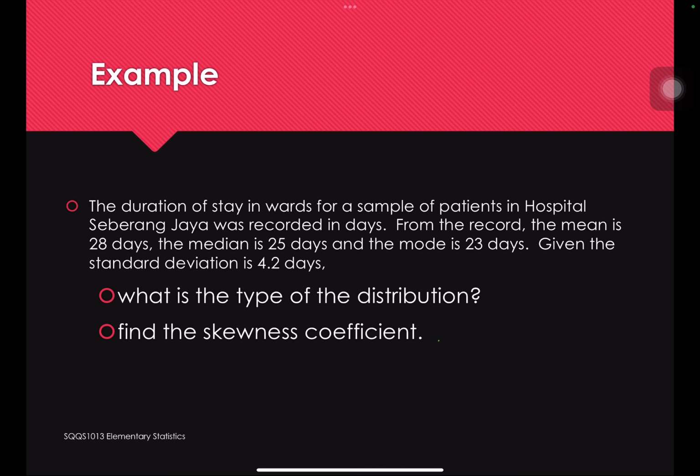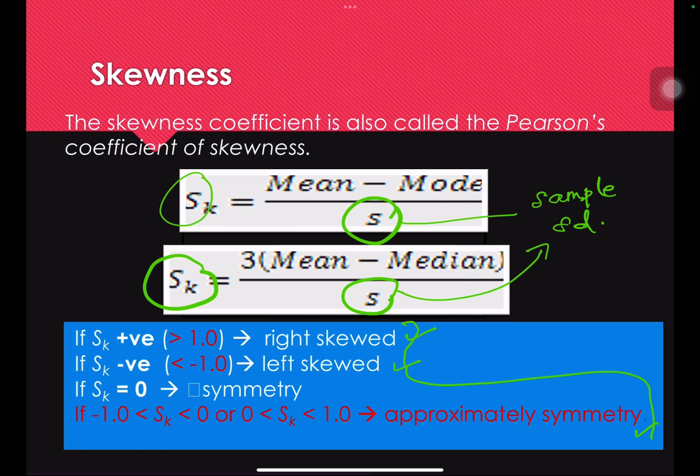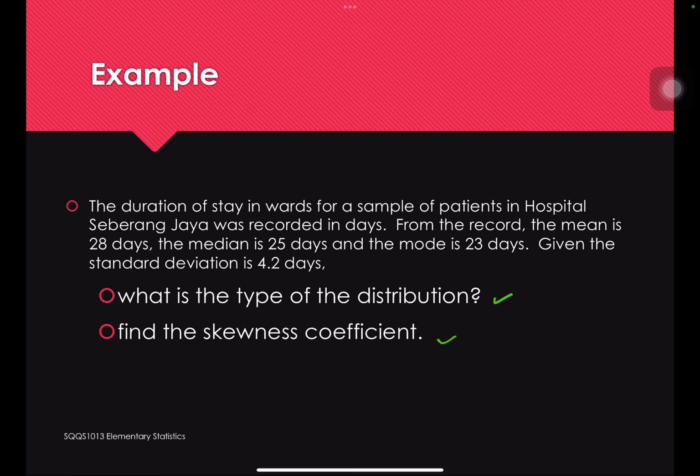I think I click this one first, then conclude this one. Can you do now? Because we have mean, we have median, we have mode, and we have standard deviation. Calculate the skewness coefficient, and from the skewness coefficient, say symmetrical, left or right. Can you do now? Apply Pearson's coefficients of skewness.